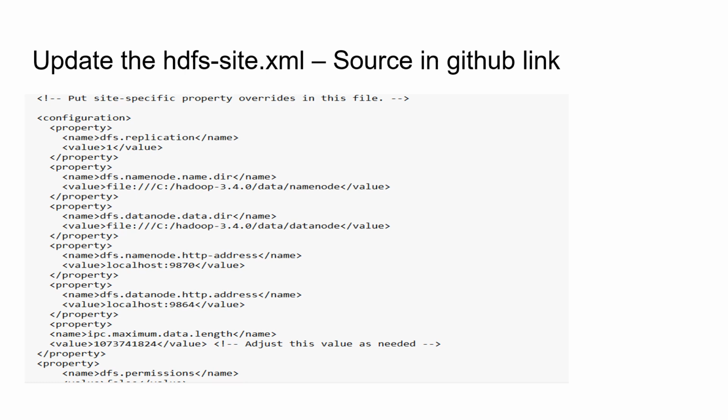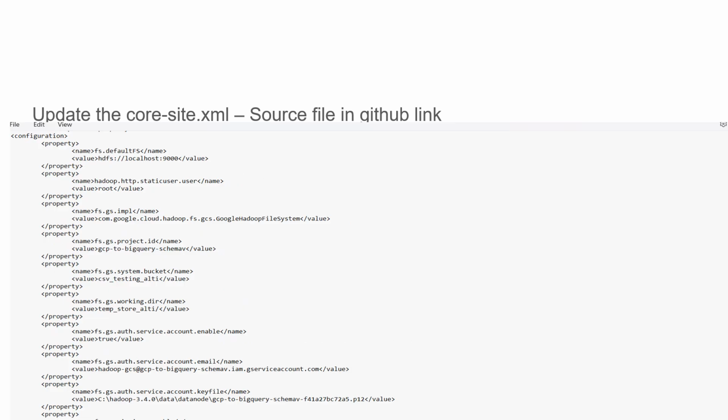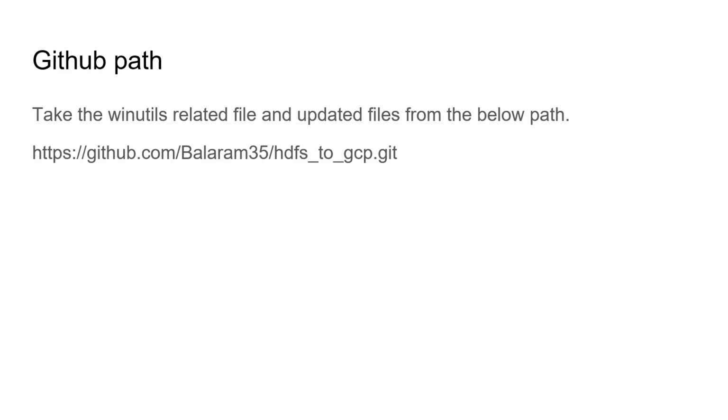Update the HDFS site XML as given below. The source file is given in the GitHub link, so it will be in upcoming slides. Here, update the core site XML as given in the screenshot. The source file will be in the GitHub link. It will be in the next coming slides. This GitHub path contains the updated WinUtils bin directory and core site and HDFS site XMLs. So you can use them directly without altering them. You just need to alter them with your system variables.